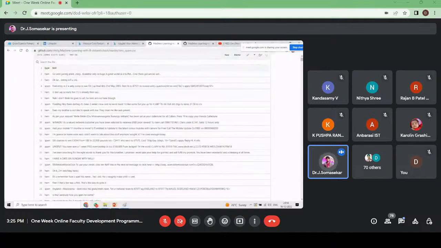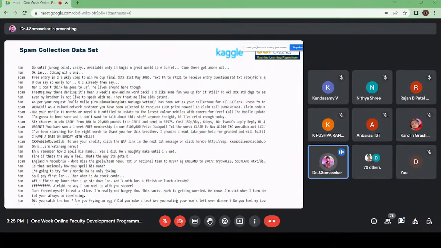So the data set looks like this. Here we can find ham and spam. You can see here one example for spam. These are the keywords: urgent, you have won, free membership, prize, jackpot, client. This type of keywords you can find in spam mails. Based on these keywords only, we can classify whether the mail is spam or ham.